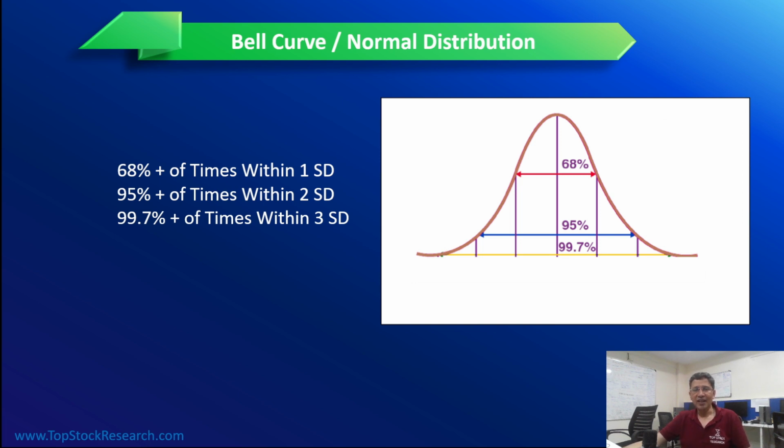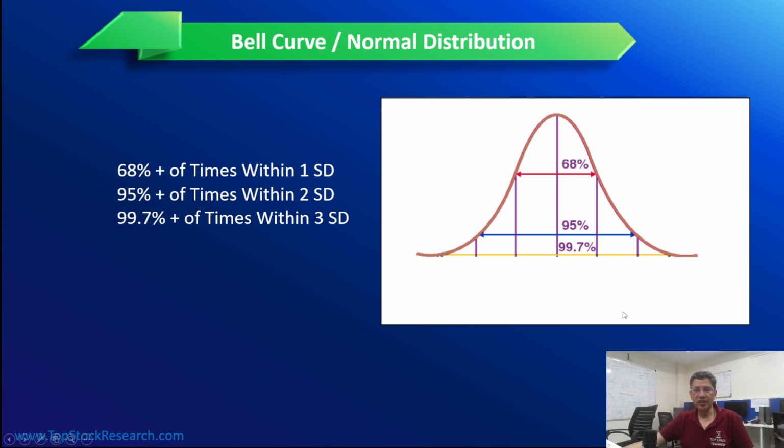So what it tells is that in a normal scenario, 68% of the time, the movement, whichever space it is, whether it is physics or economics or any natural thing, is within one standard deviation, 95% of the time is within two standard deviations, and 99.7% of the time is within three standard deviations.